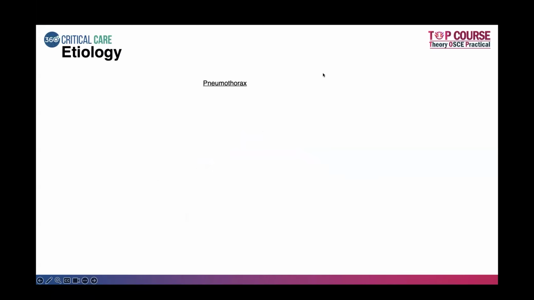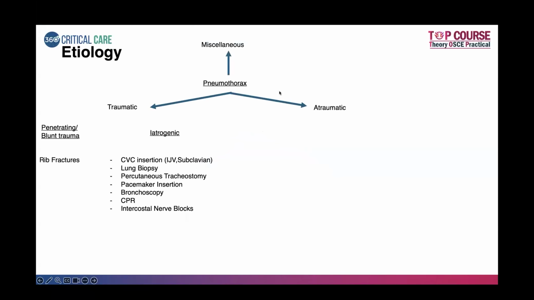So coming to the etiology, it can be traumatic, atraumatic, and miscellaneous causes are there. Under traumatic, it can be penetrating or blunt trauma and iatrogenic. Penetrating and blunt trauma can lead to rib fractures, and that can lead to tear in the pleura, which can lead to pneumothorax. Whereas iatrogenic causes can be because of CVC insertion, routinely with the use of the internal jugular vein and subclavian, especially when a beginner tries to attempt central venous catheterization.